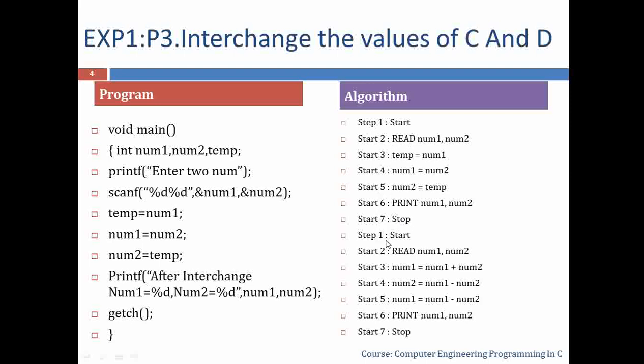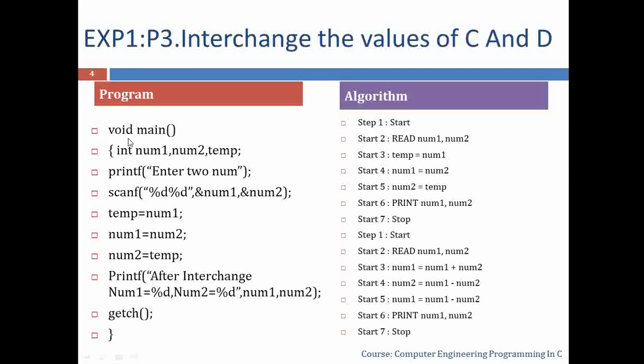It is the logic. Another logic is read two numbers, num1 num2, addition of num1 num2 assigned to num1, and num2 is num1 minus num2, and this num2 subtracted from num1 gives num1, and print num1 num2. This is the true algorithm. We implement this one by using this program.